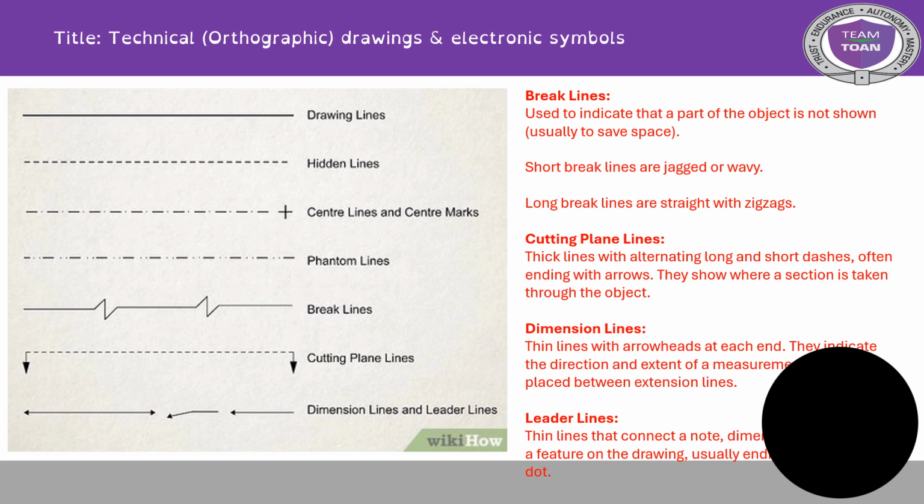Please don't go through them. They're also in your workbooks, which you have copied down. These are all the lines that you would find in a technical drawing. If you have a look at any technical drawing on Google or the technical drawing that we use in school, please make sure that you focus on these drawing lines, hidden lines, phantom lines, and so on. They are all there.